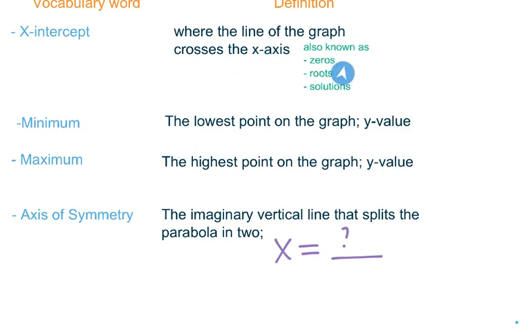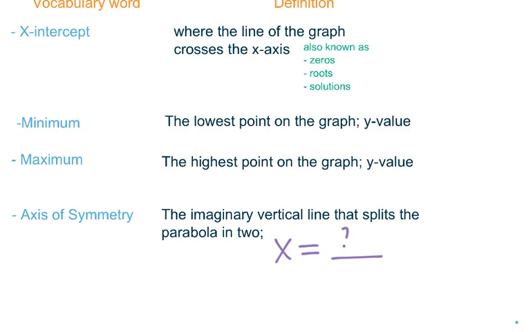But this also has three synonyms, words that might be interchanged: zeros, roots, and solutions. Okay, so you need to remember those three words that associate with x-intercept. Then we have our minimum, which is our lowest point on the graph when we're talking about our y value. We have our maximum, which is our highest point on the graph, which is our y value as well, and those are also known as your vertex.